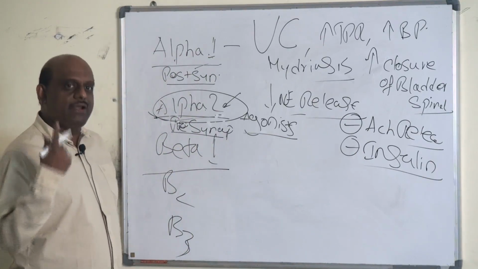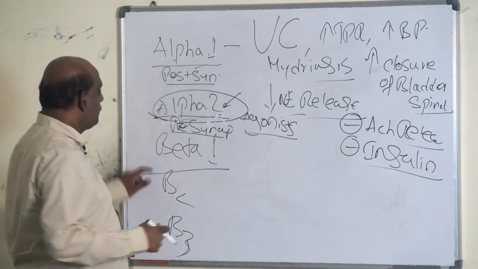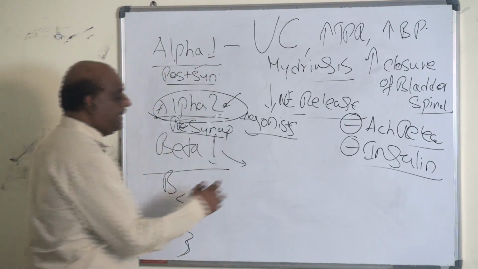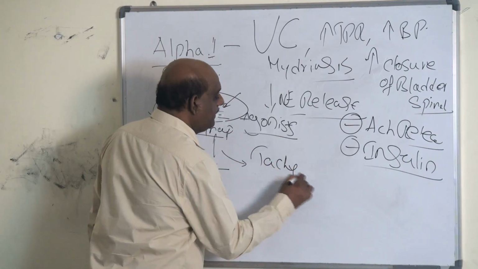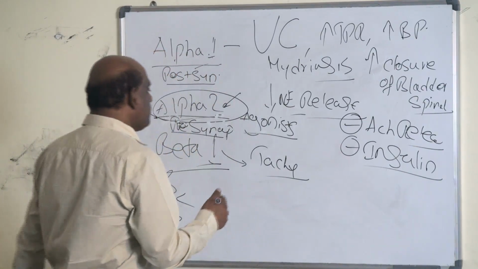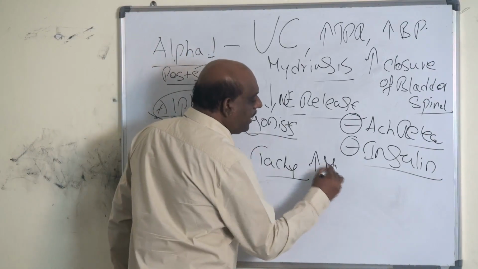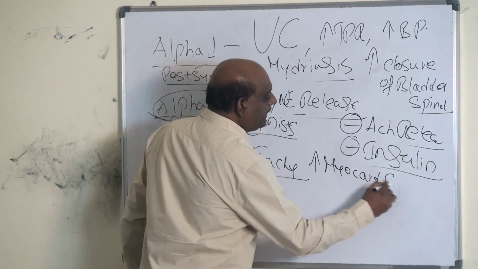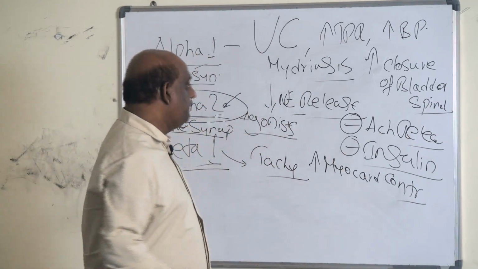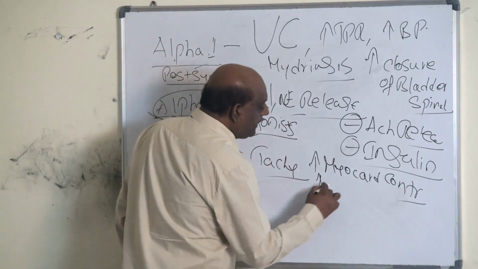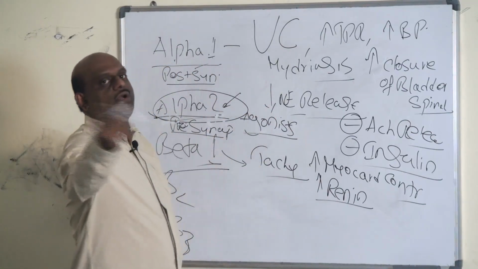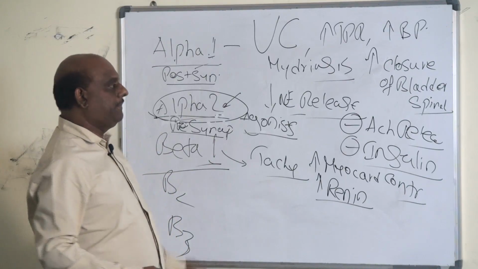Beta 1, there is only one heart, one beta. So beta 1 is in the heart. It will speed up the heart rate. So tachycardia occurs if beta 1 is stimulated. Beta 1 stimulation increases the myocardial contractility. Contractility is what you should remember. And also beta 1 stimulation increases the release of renin, which you have to emphatically remember.